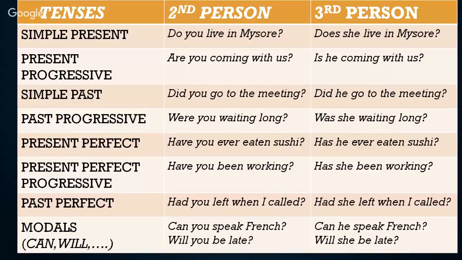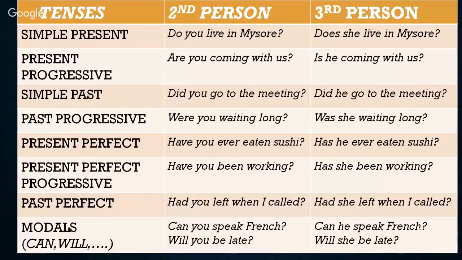Simple past. Did you go to the meeting? Did he go to the meeting? Past progressive. Were you waiting long? Was she waiting long? Present perfect. Have you ever eaten sushi? Has he ever eaten sushi? Present perfect progressive. Have you been working? Has she been working? Past perfect. Had you left when I called? Had she left when I called?